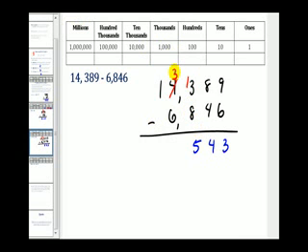And notice here we have 3 minus 6, again we have to borrow. So we'll change the 1 to a 0, add 10 to the 3, so we have 13 minus 6, that would give us 7. So our difference is 7,543. Let's try another.